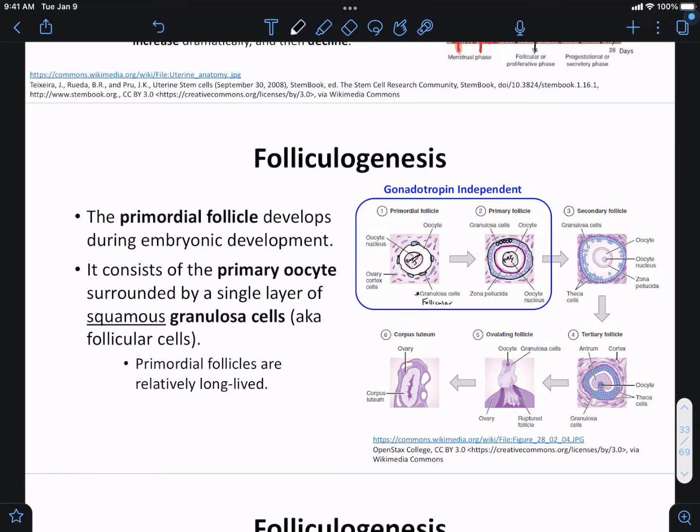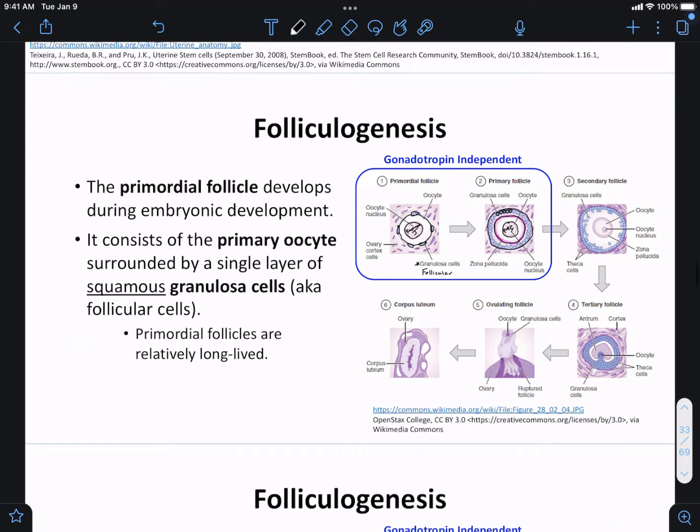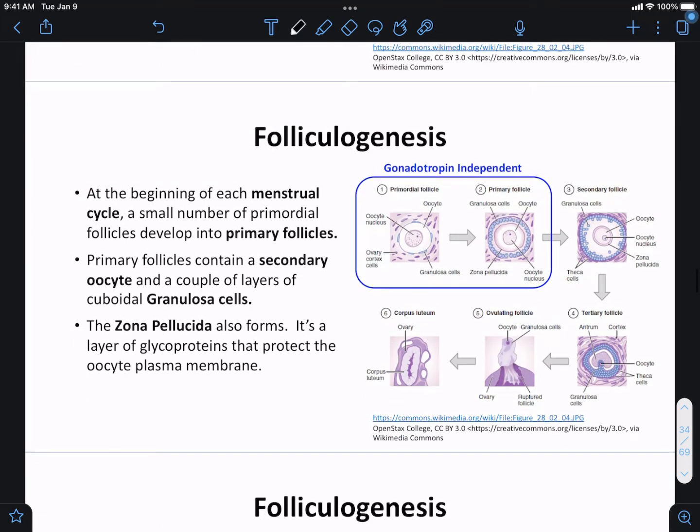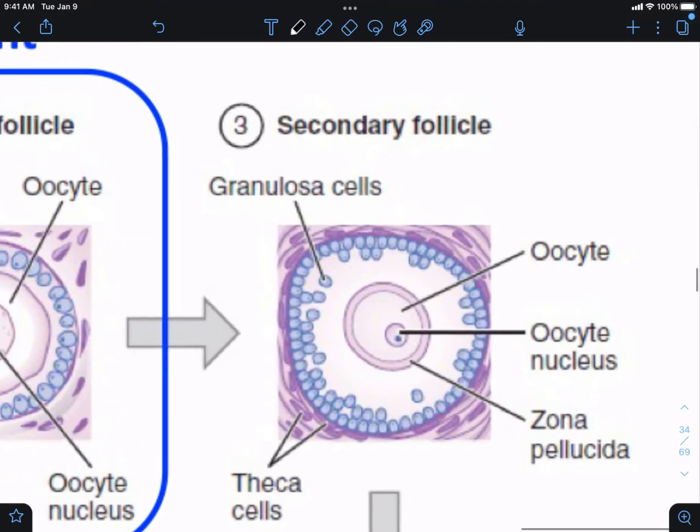Of course, not all of them do. You will recall that many of them will decay prior to puberty, so that we only start out in puberty with 200,000 to 500,000 oocytes, follicles. A follicle will then, at the beginning of each menstrual cycle, as the female enters into puberty, begin to develop and become what is known as a secondary follicle.